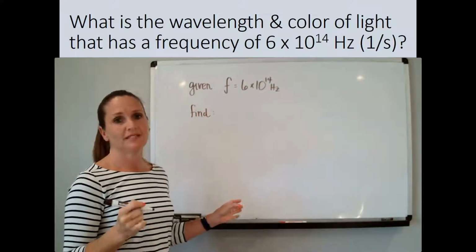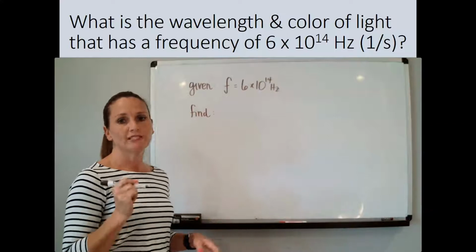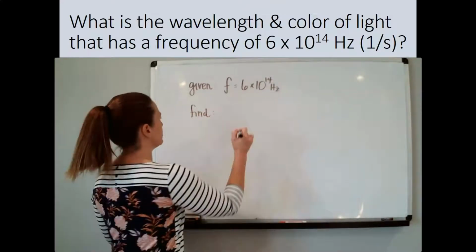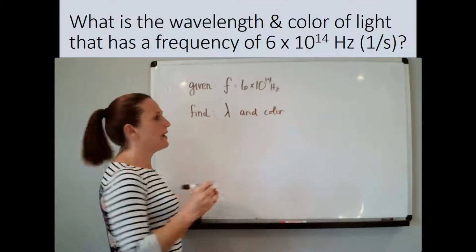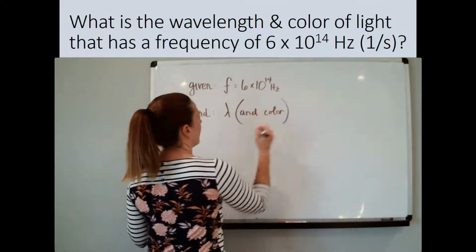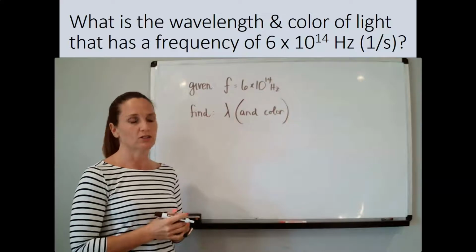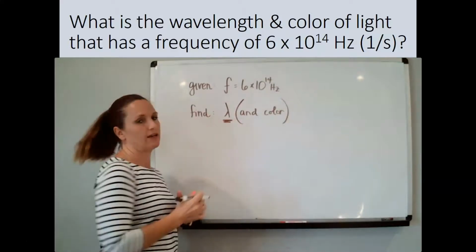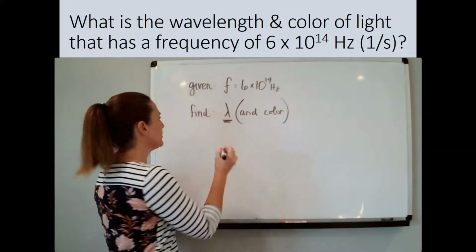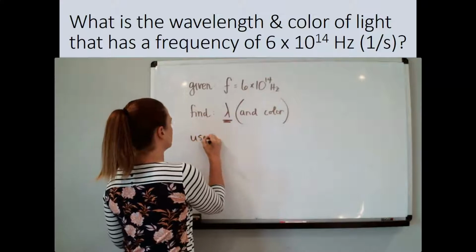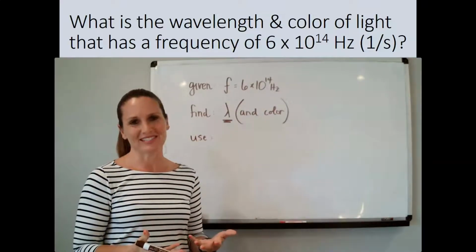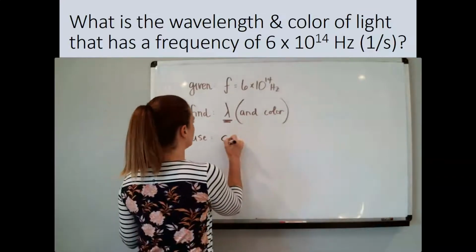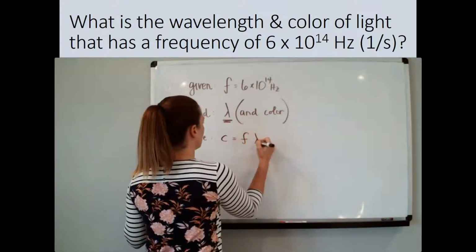My next step is the find. What I am trying to find in this problem is the wavelength and the color. We'll come back to this part at the end. For now, let's concentrate on finding the wavelength. After we do the given and find, we look for our use. The equation that we have that relates frequency and wavelength is C equals frequency times wavelength.